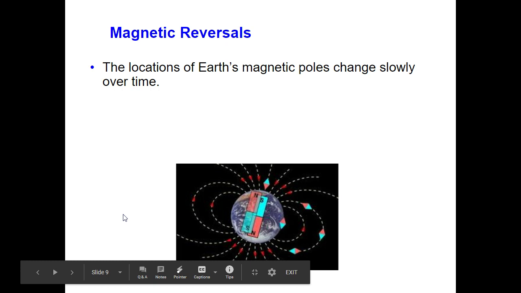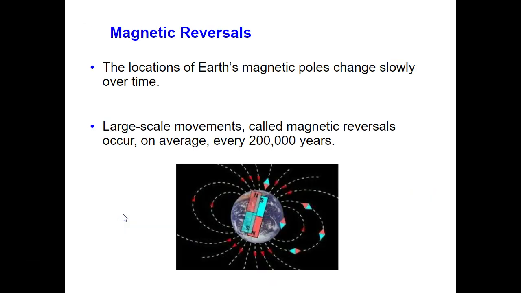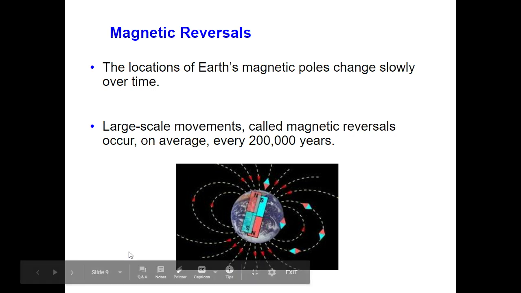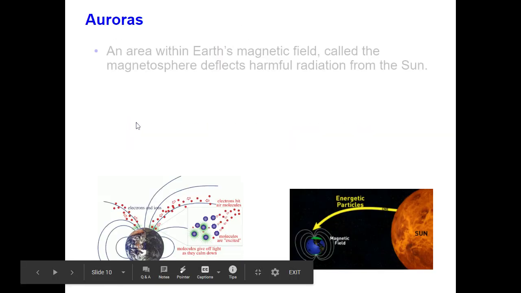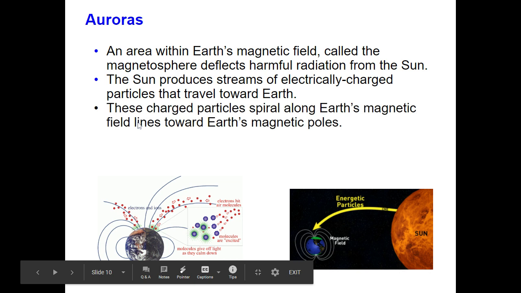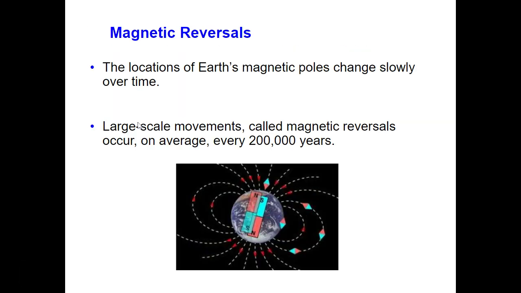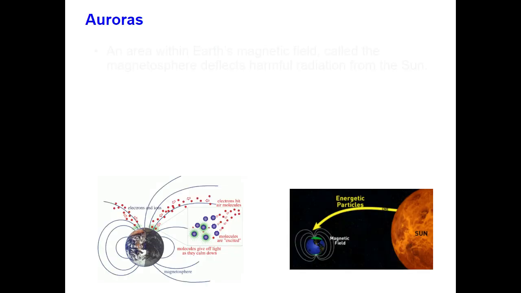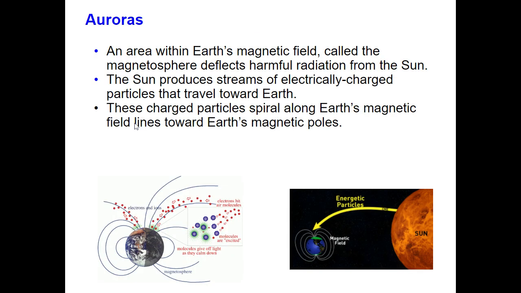The locations of the magnetic poles will change slowly over time. Eventually, magnetic reversals occur about every 200,000 years. At about 200,000 years, it will switch, so the North Pole becomes the South and the South Pole becomes the North. That's just the way the magnetic poles work, not necessarily the position of the Earth. The Earth won't flip on its head, but the magnetosphere will.